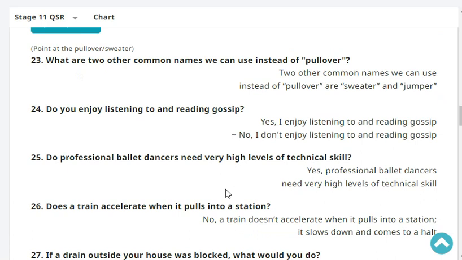Do you enjoy listening to and reading gossips? Yes or no? No, I don't enjoy listening to and reading gossips. Very good.